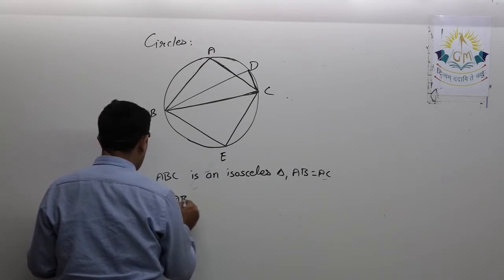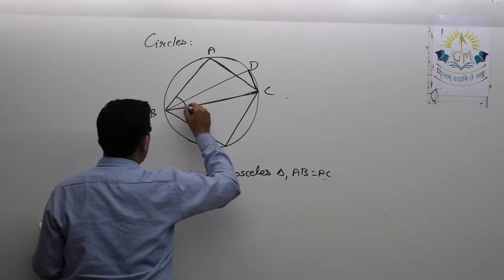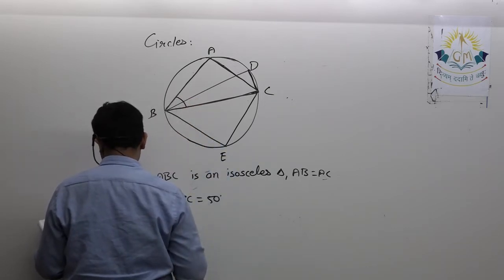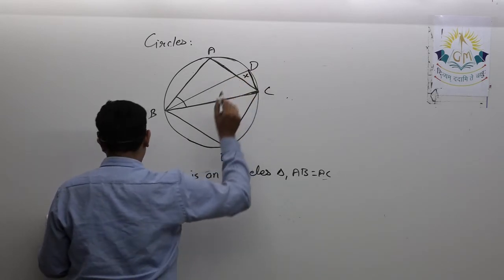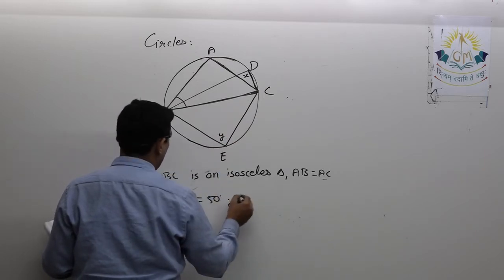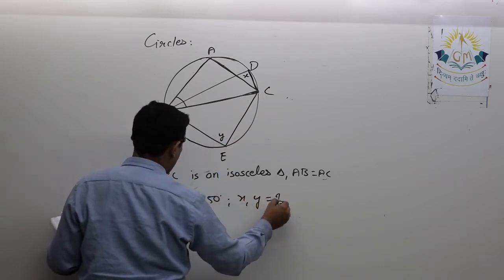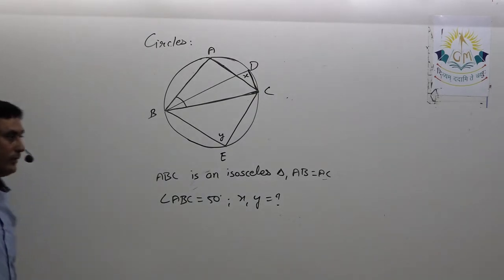Also, it is given angle ABC is equal to 50 degrees. This complete angle ABC is equal to 50 degrees. What you have to find is angle BDC, which I am calling X, and angle BEC, which I am calling Y. So you have to find the measurement of X and Y. Think for a while, then I will give the solution.